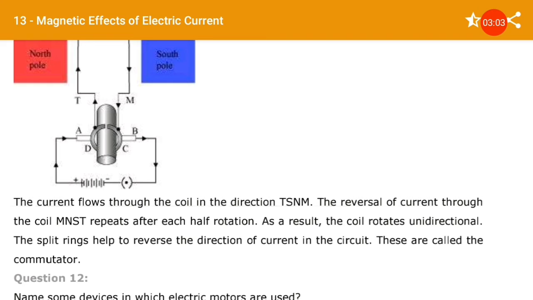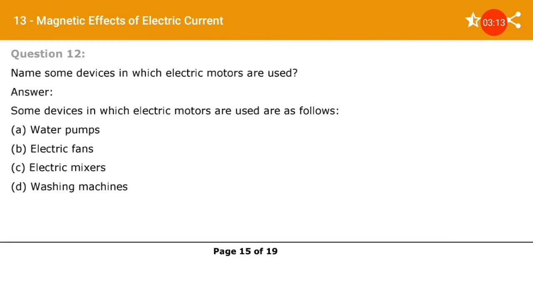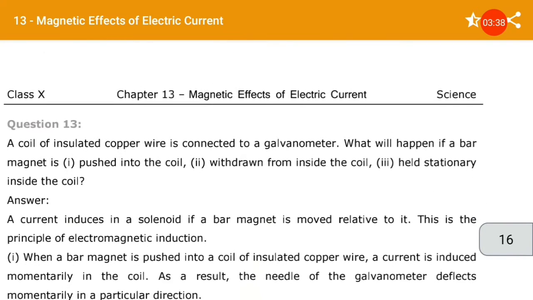The split rings help to reverse the direction of current in the circuit. These are called the commutator. So that question is very crucial for your coming exam. Name some devices in which electric motors are used. Some devices in which electric motors are used are water pumps, electric fans, electric mixers, washing machines. These are some examples where electric motors are used.